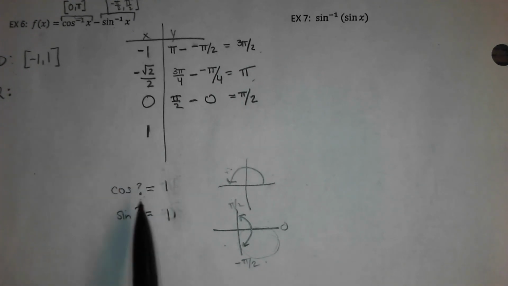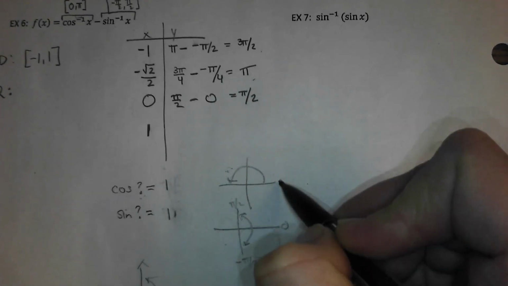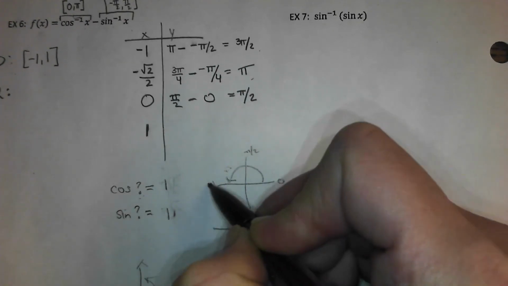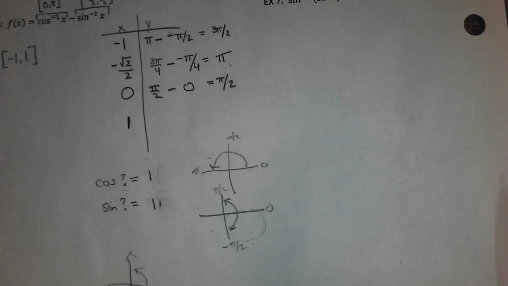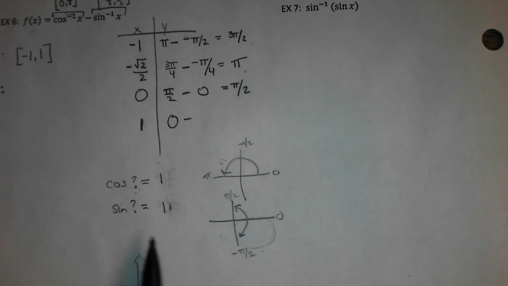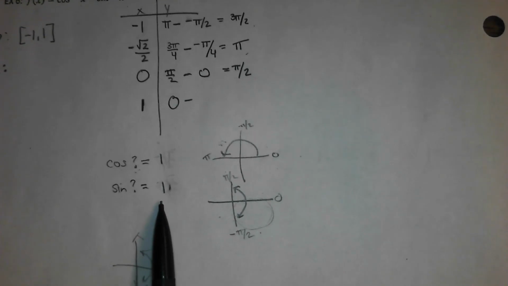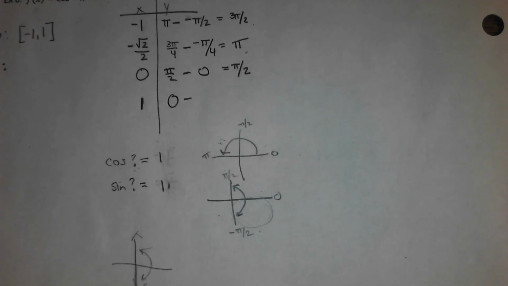We're plugging in 1, so the cosine of what angle from here to here equals 1? Anywhere between 0 and pi. Mackenzie. 0. Minus, and we want the inverse sine of 1. So what angle between negative pi over 2 and pi over 2 has a sine of 1? Olivia? Pi over 2.